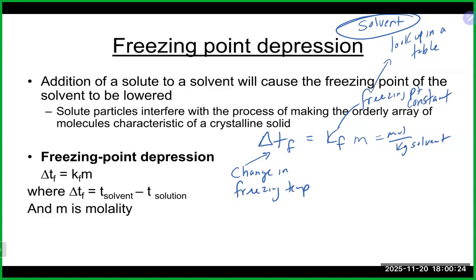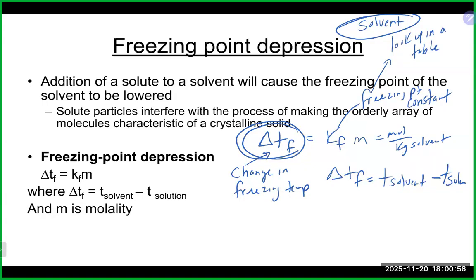Now, because the freezing point is a depression, that means the solution will actually freeze at a lower temperature than the solvent. So it's really important when you do this calculation and calculate the change in the freezing point temperature, you take the temperature of the solvent, which will be a larger number, minus the temperature of the solution that has something dissolved in it. That's really important because that will give you the correct sign.